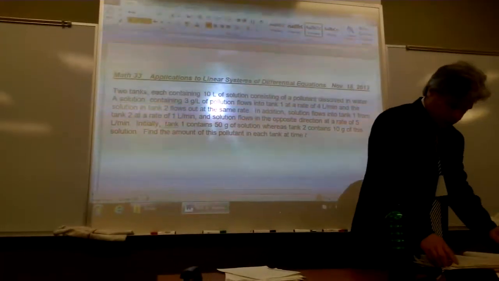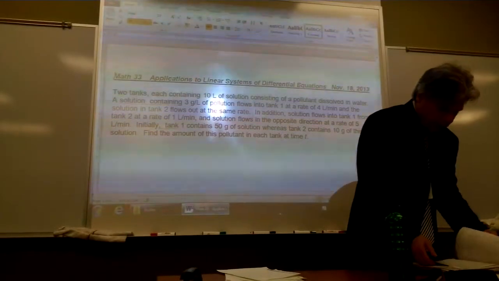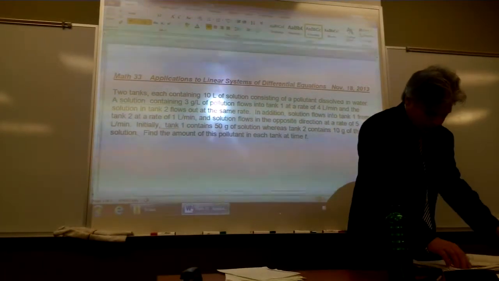Add an application to a non-homogeneous vector differential equation.